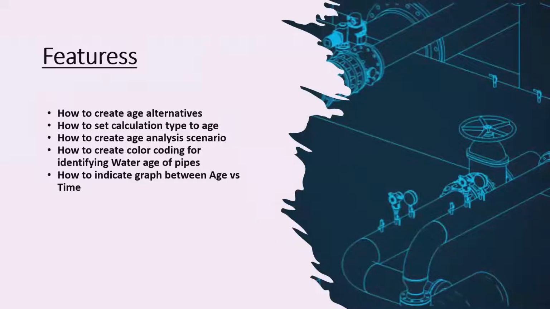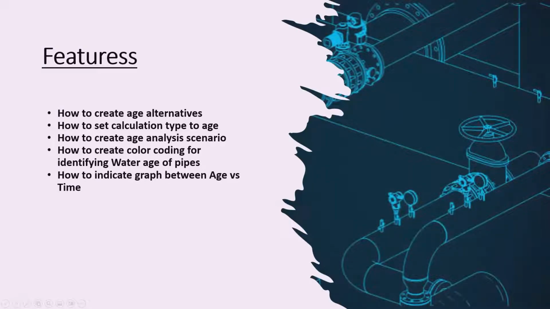So these are some of the features of computing water age: how to create an alternative, how to set a calculation type to the age, how to create an age analysis scenario, and how we are going to create a color coding for identifying the water age of pipes.